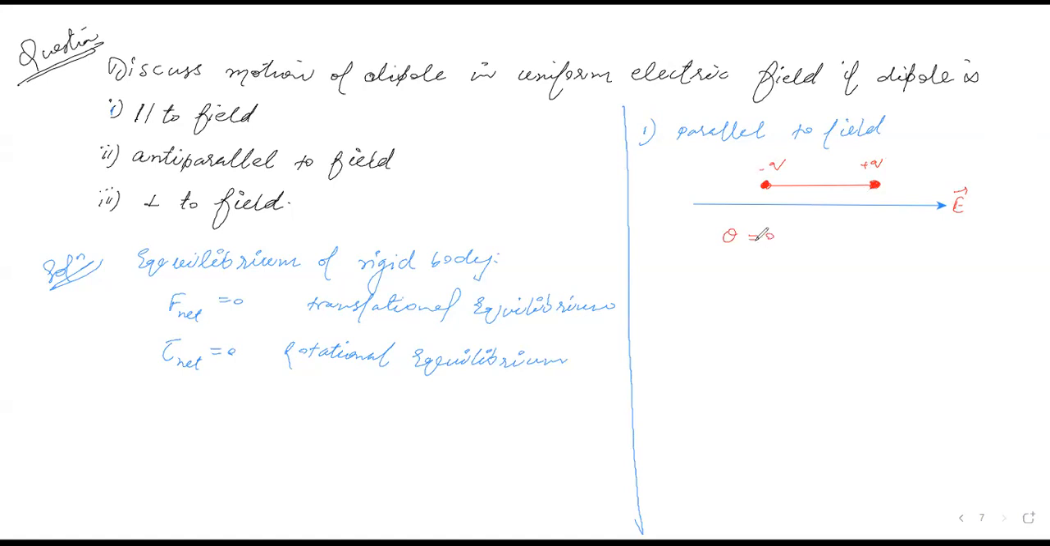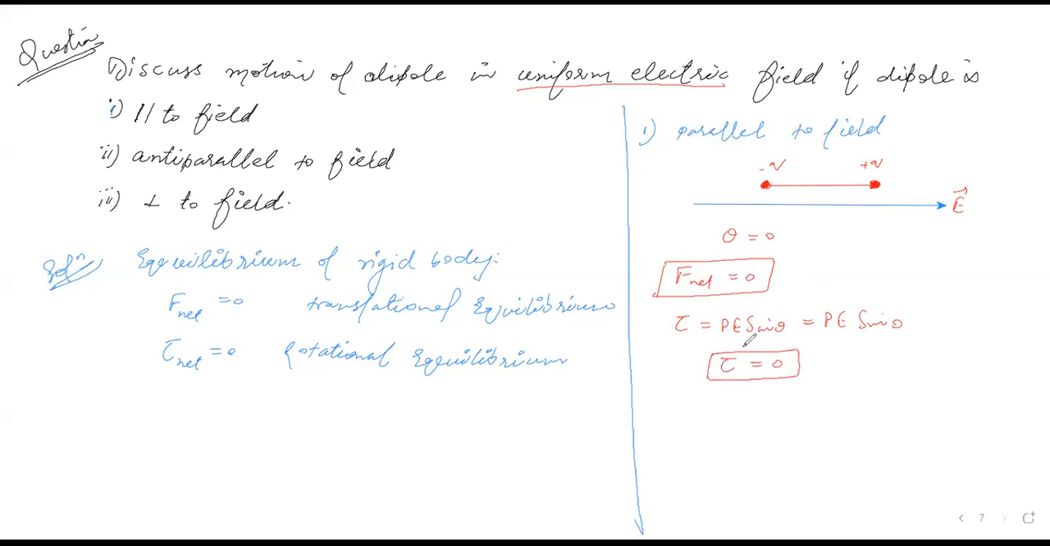Yes, sir. If theta is 0, and the field is uniform, we already know that for the uniform field, F net is 0. And if theta is 0, then the net torque tau is equal to PE sine theta, so it will be PE sine 0. Finally, torque will also be 0.